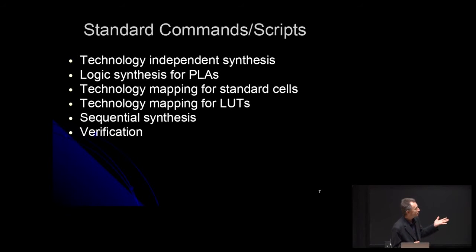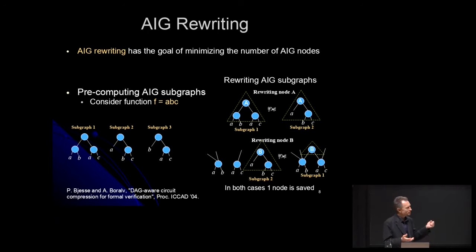More advanced use cases involve sequential synthesis, where you have a sequential network and you try to, let's say, minimize the number of flops or do some retiming to reduce the length of combinational paths. And of course, all of this is supported by verification. Because ABC has both synthesis and verification, any transformation you have applied can immediately be verified within ABC by typing an additional command.